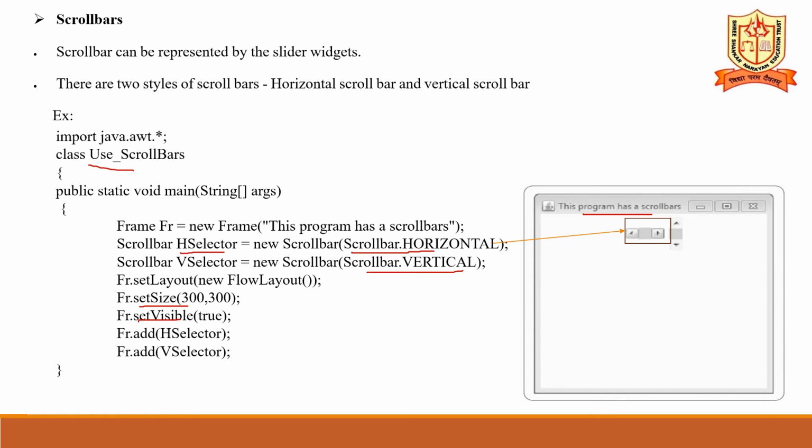And see that you are supposed to set the layout and set the size and make that frame visible. And then you have to add the two scroll bars to the frame. Here H selector is the object of the scroll bar and V selector is the vertical scroll bar object. You are adding both these scroll bars to the frame. I think it is clear.